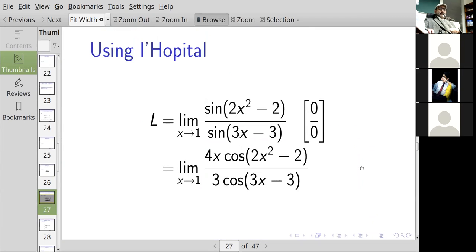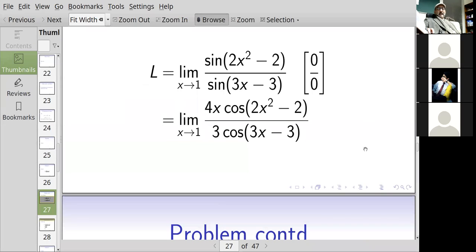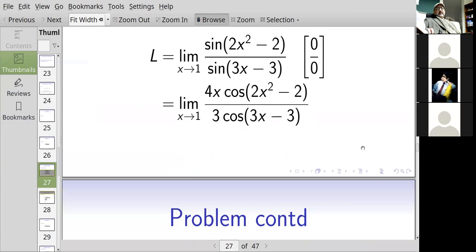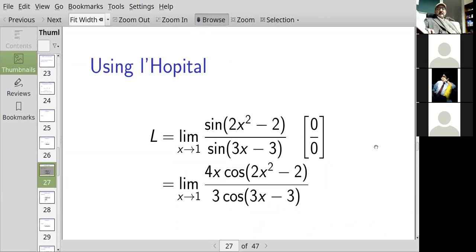So now, what will I get if I put in x is equal to 1? I would get 4 times 1 times cos of 0, which is 1, divided by 3 times the cos of 0, which is 1. So I'll get 4 over 3. Because I've got a continuous function on the top and a continuous function on the bottom, the temptation is to just do substitution. It's a quotient of continuous functions, but it just happens not to work at x is equal to 1. So then we use L'Hopital's.